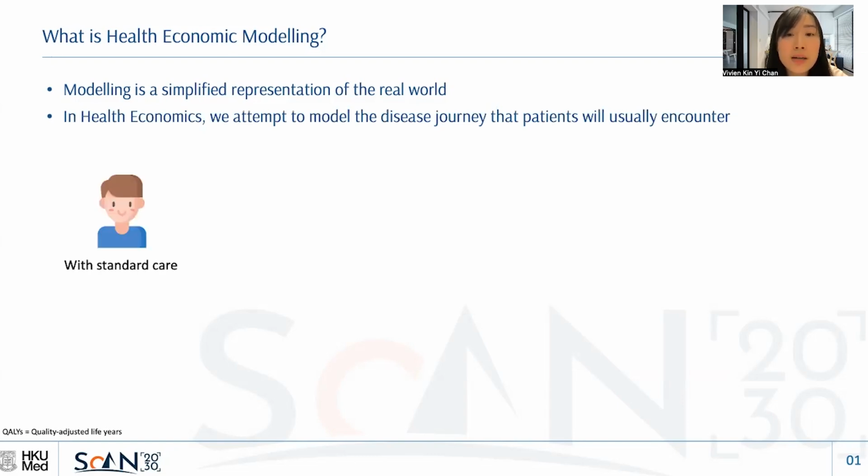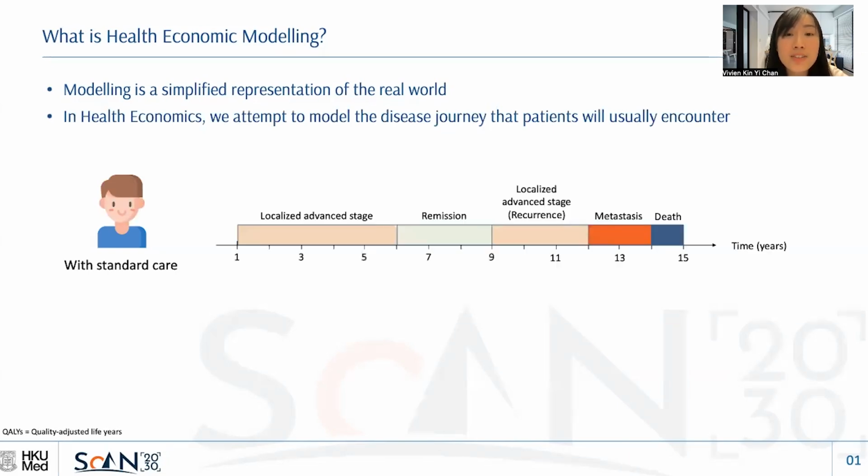Now, for example, in front of you, here is a cancer patient who receives standard care. After diagnosis, he may suffer from a locally advanced disease stage for half a year, followed by a short recovery. But 3 months later, recurrence may happen, and this eventually leads to metastasis, which is a more advanced stage, and even death in the end.